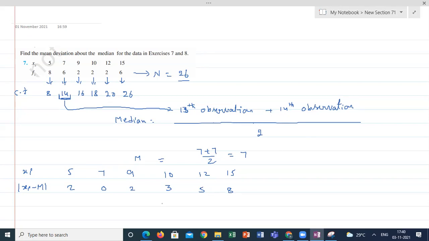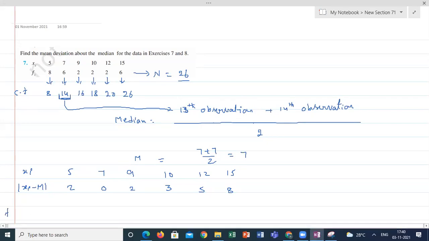Calculate the values, just 2 minutes. I'll give the time. What is the answer you got?